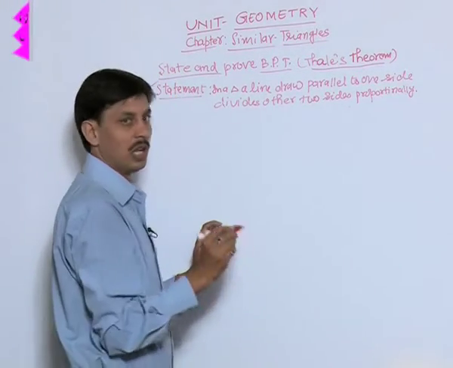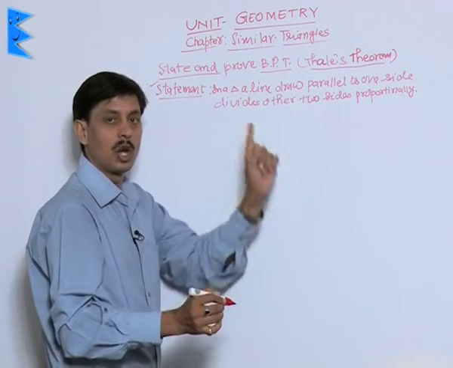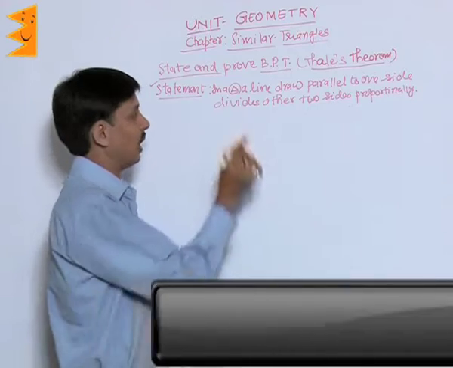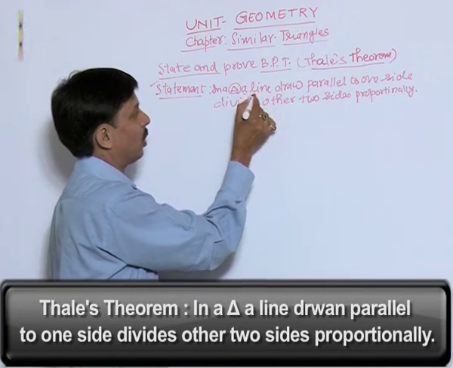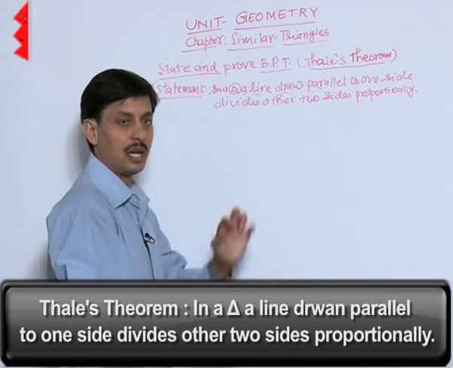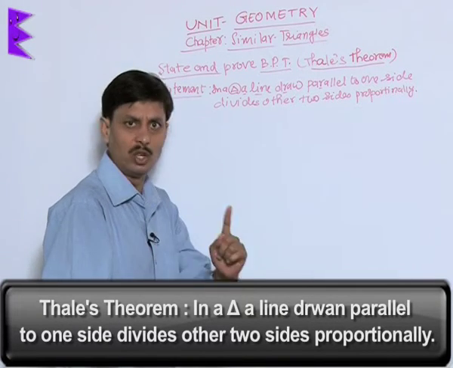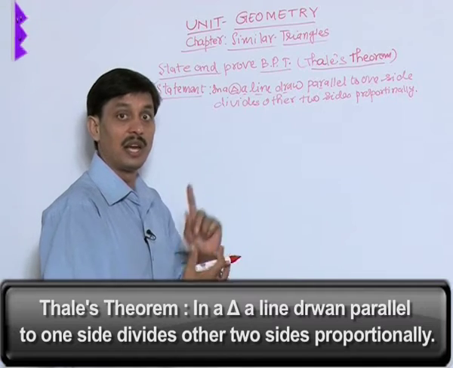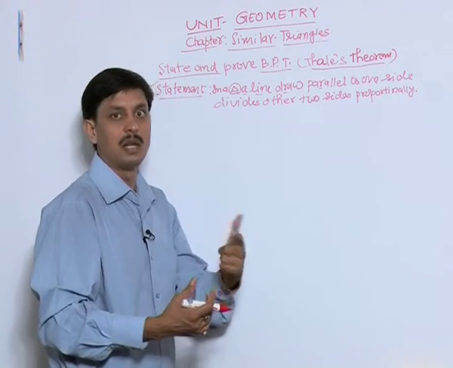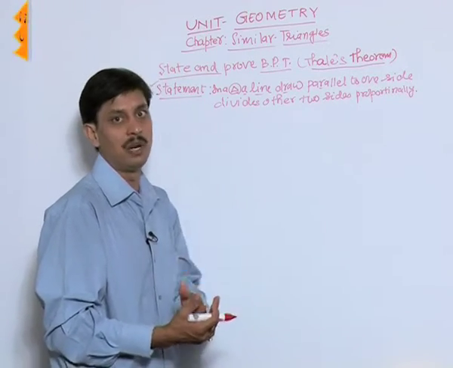The statement of Thales theorem is: Thales theorem or BPT is applicable in which figure? In a triangle. In a triangle, a line drawn parallel to one side. A triangle has three sides. If a line is drawn which is parallel to any one side of the triangle, then it will divide the other two sides. It may bisect, may not bisect, but the word intersect is proper, appropriate.